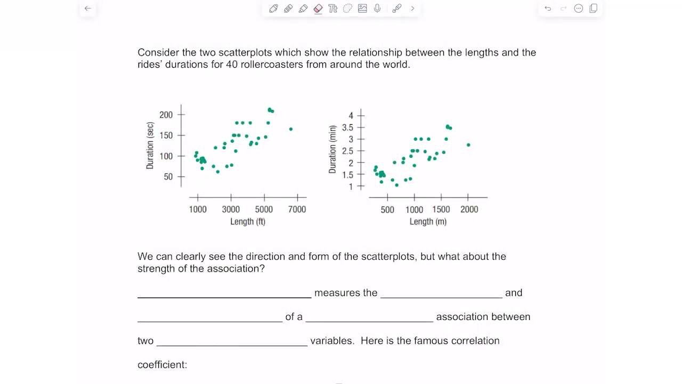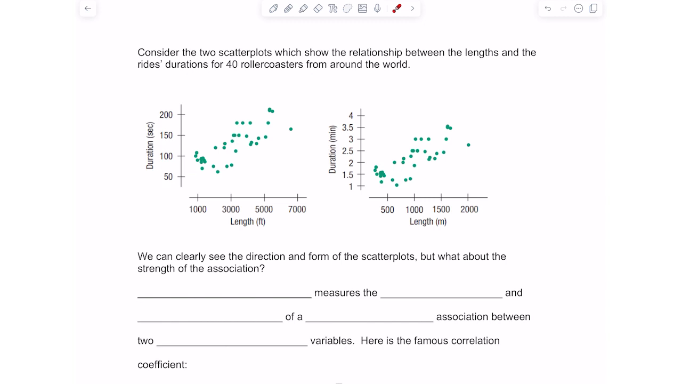And welcome back. In this video, we're going to look at correlation. So consider the two scatter plots which show the relationship between the lengths and the ride durations for 40 roller coasters from around the world. When you look at the two scatter plots, you can see that the length on this scatter plot is in feet and the length is measured in meters on the right. And then the duration on the left is in seconds and the duration on the right is in minutes.